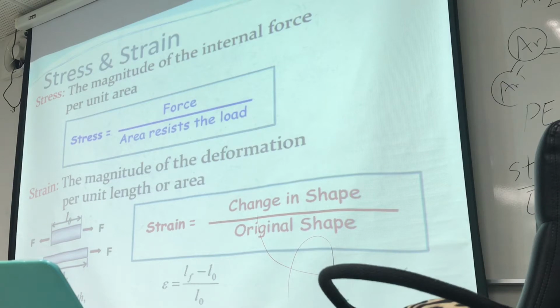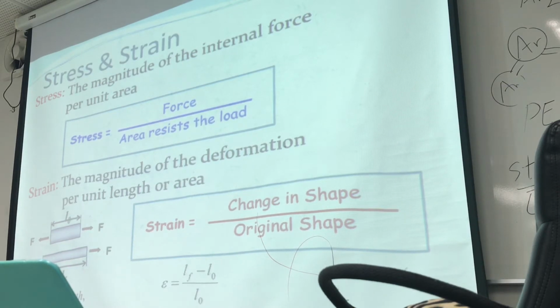So in this case, let's go back to the definition of stress and strain. Stress is force over area. What is the unit of stress? Newton per square meter. In short, we call it Pascal. Pascal is Newton per square meter. And have you heard of the word PSI? PSI is pound per square inch. It's also a unit of stress.